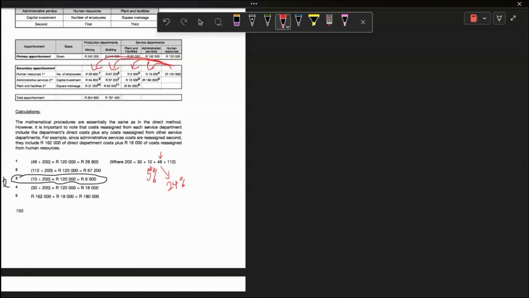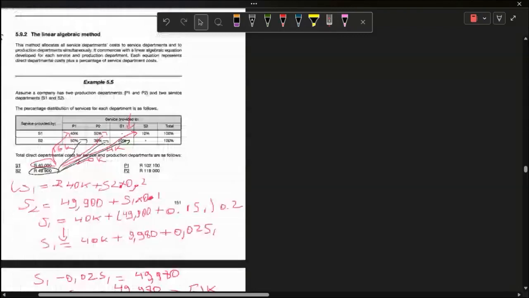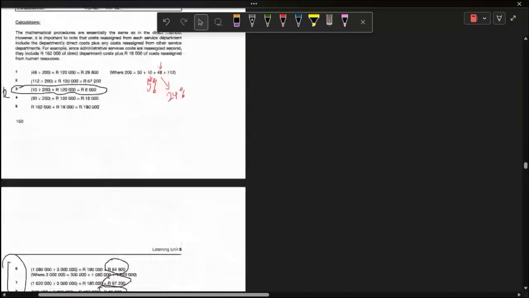So when you are allocating the human resources 120,000, what is 24% of 120,000? You know how to do this. 120,000 multiplied by 24 divided by... No, give me the actual number. Yes, 28,800. Easy, give me the full number. Right. Okay. But that's good. Everyone is finding this.